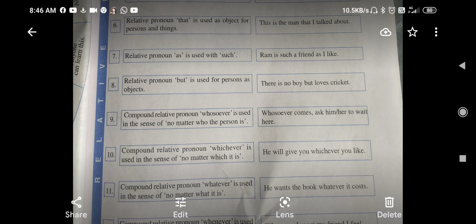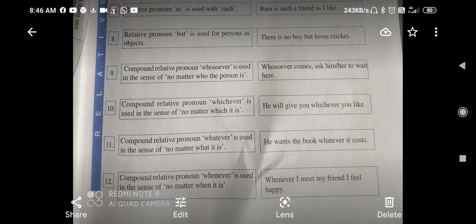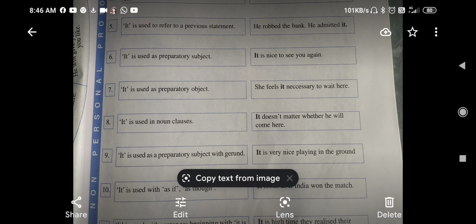Compound pronouns. I already told you that compound is a combination of two or more than one. Whosoever is used in the sense of no matter who the person is. For example, whosoever comes, ask him, that is, whoever will come, ask him. Compound relative pronoun whichever is used in the sense of no matter which it is, that is, it doesn't matter which it is. Compound relative pronoun whatever is used in the sense of no matter what it is. Compound pronoun whenever is used in the sense of no matter when it is. You can see examples yourself.